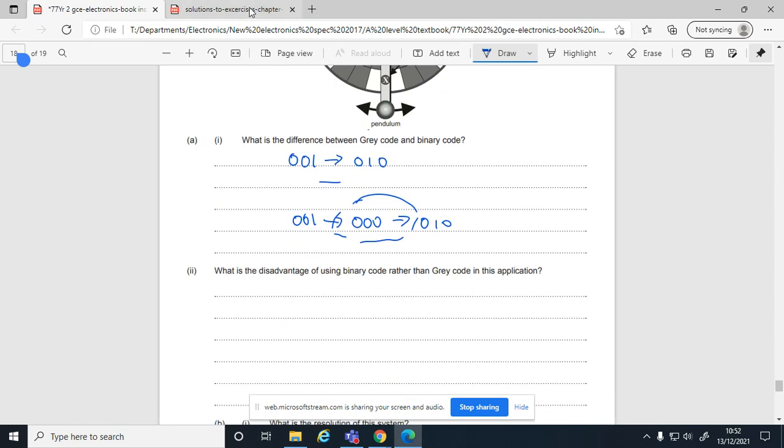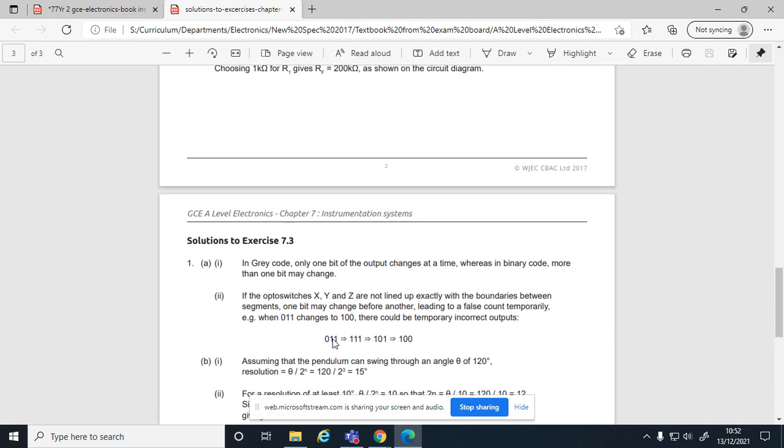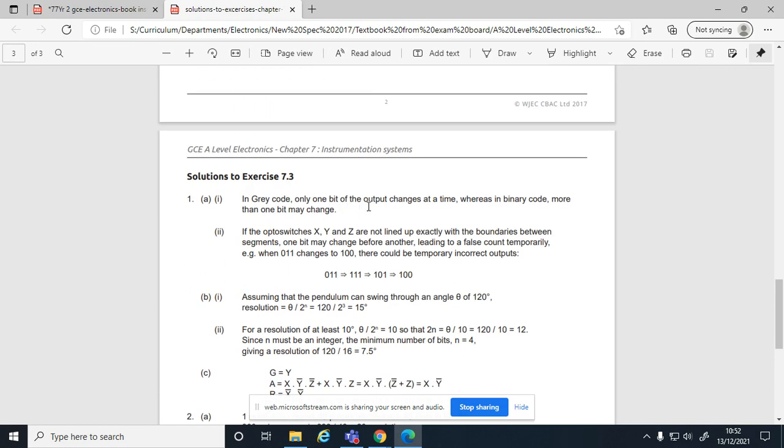Okay, now the mark scheme says similar to that. Feel free to read it yourself. The grey code only has one bit changing, and they've given you an example there using the opto switches. Okay, so have a little read of that one. Okay, on to the next question.